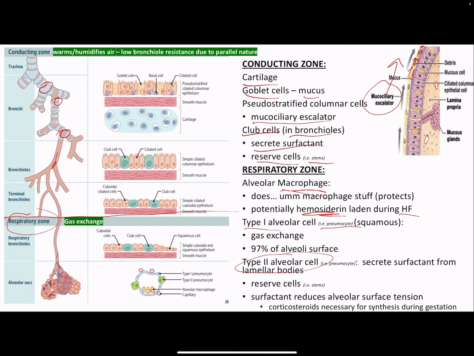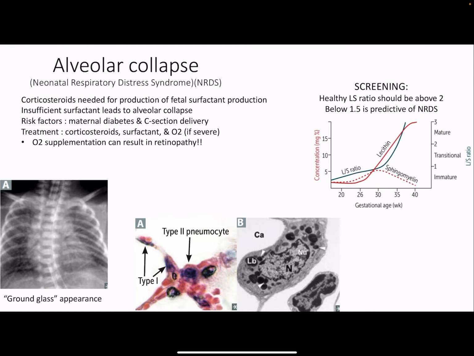Type 1 alveolar cells are your classic alveolar cells where the oxygen and CO2 is moving right through them. Sometimes these are called pneumocytes, these are squamous cells, and this is going to be a great majority of the alveoli surface. Type 2, as we said, are very much like club cells. They're stem cells, so they can replace other type 2, but they can also replace the type 1. And again, the surfactant is necessary to reduce surface tension. Corticosteroids are necessary during gestation to help produce this surfactant.